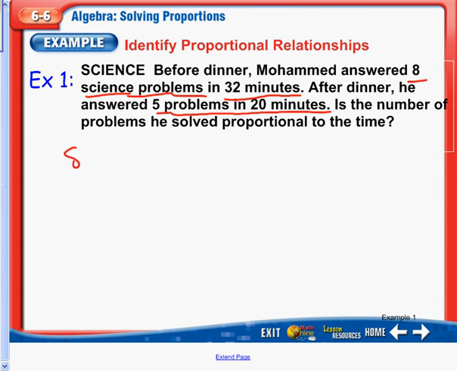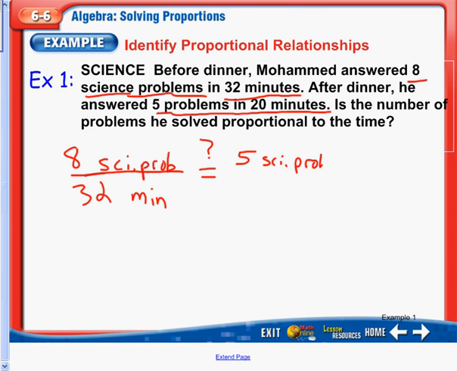So we have 8 science problems in 32 minutes as our first ratio. And we're trying to see, is that equivalent to 5 science problems in 20 minutes? To see if this is equal, we'll cross multiply and see if we get the same answer. Same number on both sides. 20 times 8 gives me 160.